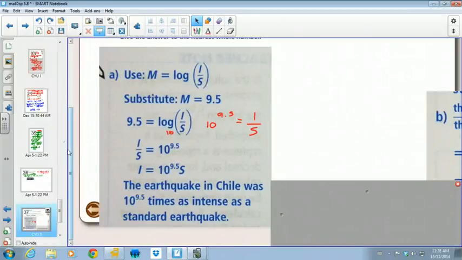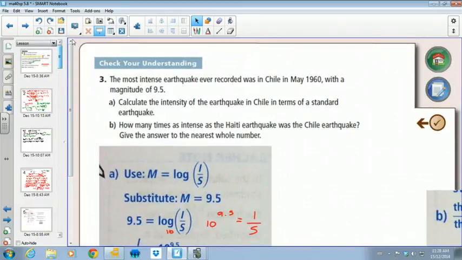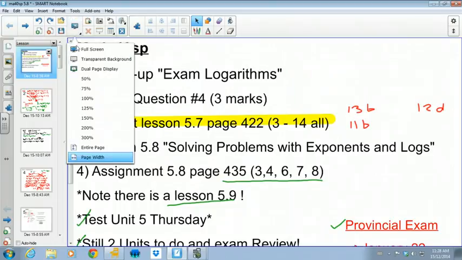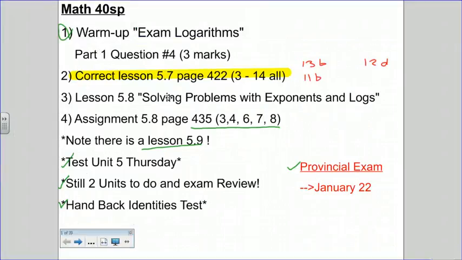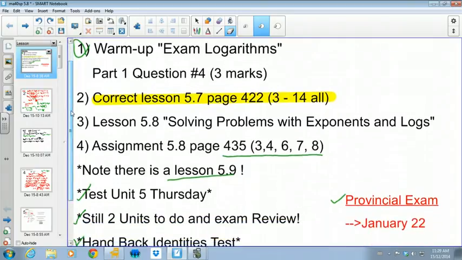Okay. Well, I've talked enough here. Let's get working. We've got two things I want to see get done. 5.7 has got to be finished, questions 3 to 14. Okay, I'll be checking that tomorrow. A lot of you are finished, but there are some of you that aren't. And then 5.8. So the two things we've got to be finished are this and this.